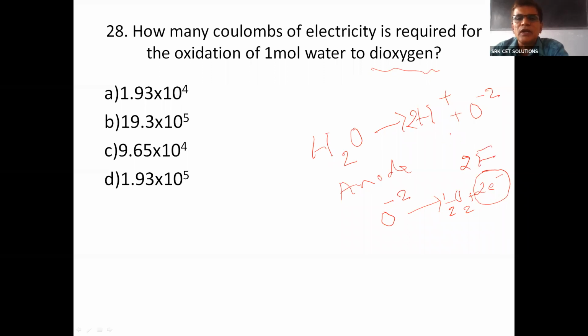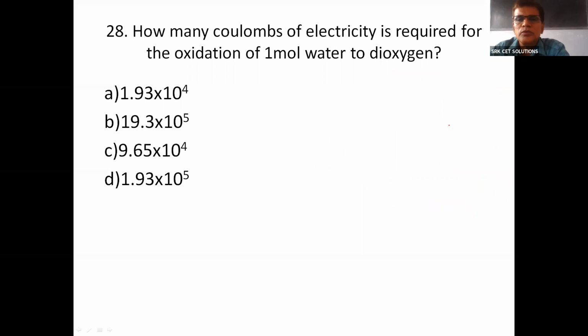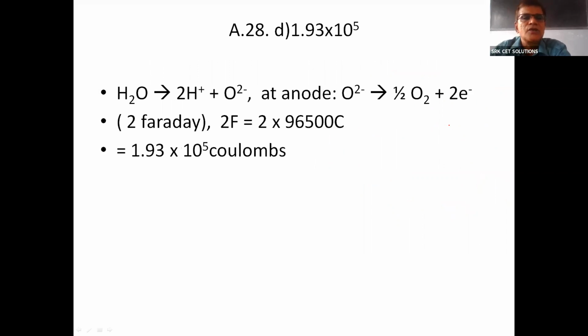But what is required, the unit is coulomb. You must know the relationship between Faraday and coulomb. 1 Faraday is 96,500 coulombs. Convert finally to coulombs. Let us see the calculation given.